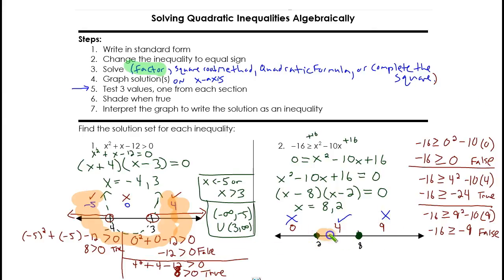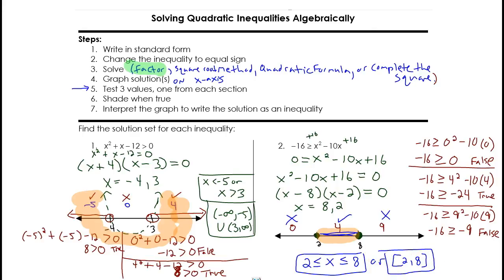This means that the inside is what is going to be the solution. What's between 2 and 8? This is an intersection problem. So we can say that 2 is less than or equal to x, is less than or equal to 8. That's one way that the answer could be written. Or in interval notation, we would use brackets and say from 2 to 8. That would be another way that the solution could be written. Either one of those would be acceptable.